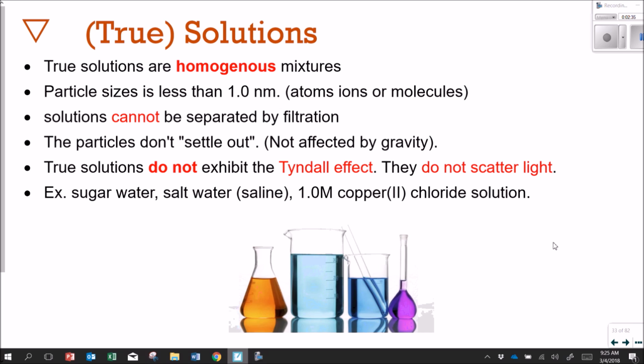True solutions are homogeneous mixtures, which means that they are uniform throughout. The particle size is less than a nanometer, which means they are atoms, ions, or molecules. Solutions cannot be separated by filtration. The particles don't settle out. That is, they're not affected by gravity. True solutions do not exhibit the Tyndall effect. The Tyndall effect is the scattering of light. We'll look at that a little more when we look at colloids.